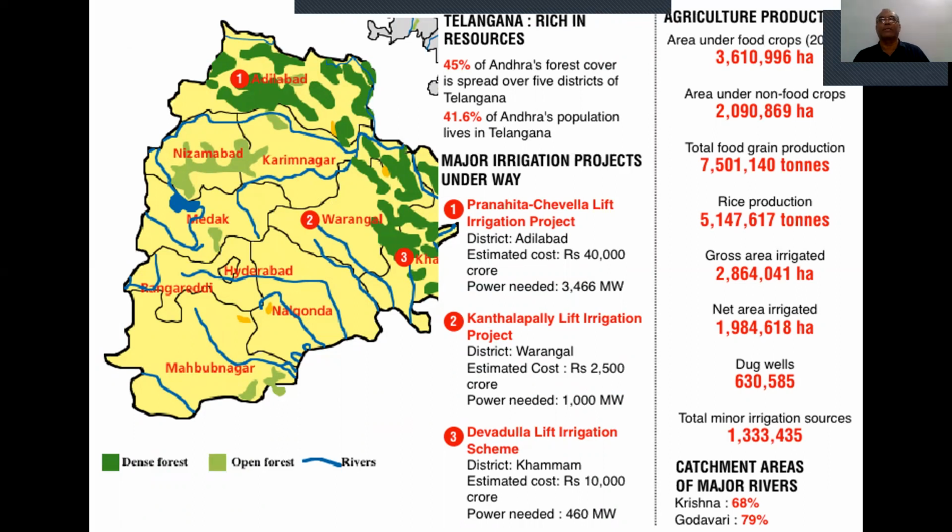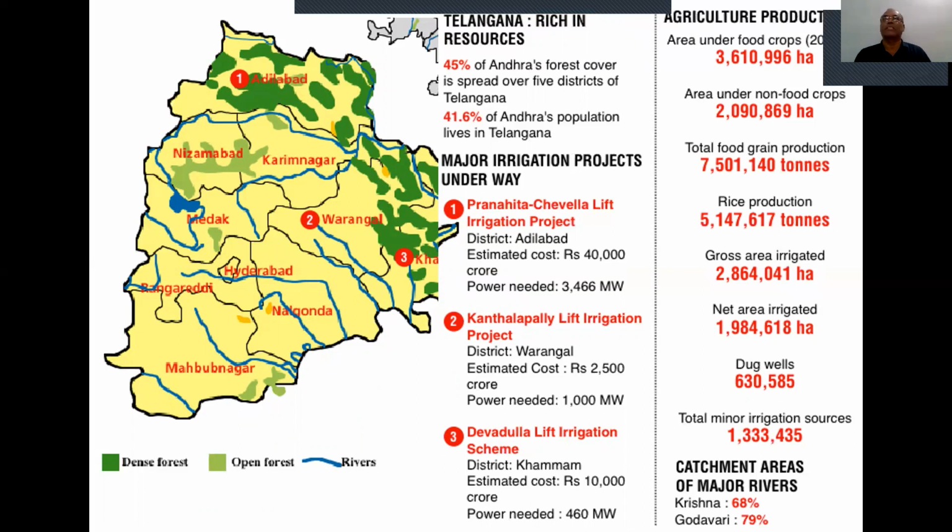Almost 45% is spread as soil, and you can see the different shades: the light shade is an open forest and the thick shade is a dense forest. And apart from that, you have major irrigational projects which are underway, and some of them are the Pranahita Chevella lift irrigation project, the Kantapalli lift irrigation project, the Devadula lift irrigation scheme, etc. I'm just giving you all this information to have an idea of the region about which we are going to examine the historical antecedents.